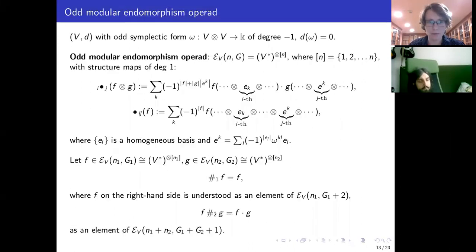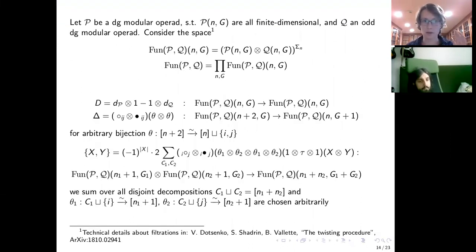And now when I have the normal differential graded modular operad P, where all components n and g are finite dimensional, and I take another modular operad, which will be an odd modular operad, I can consider the space which will be given by the tensor product of the components of both operads, and I will consider the diagonal action and take the invariants of this space. So this is this first line.